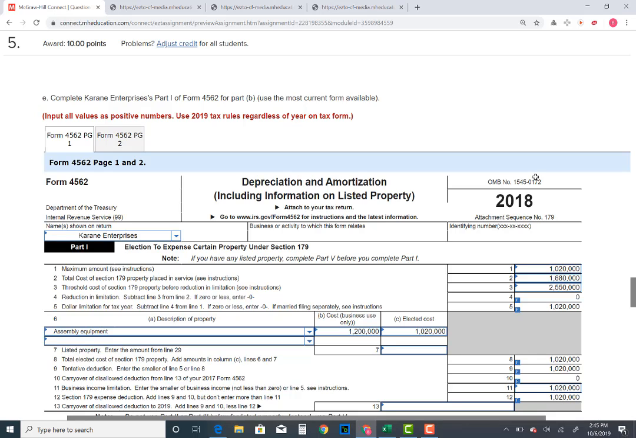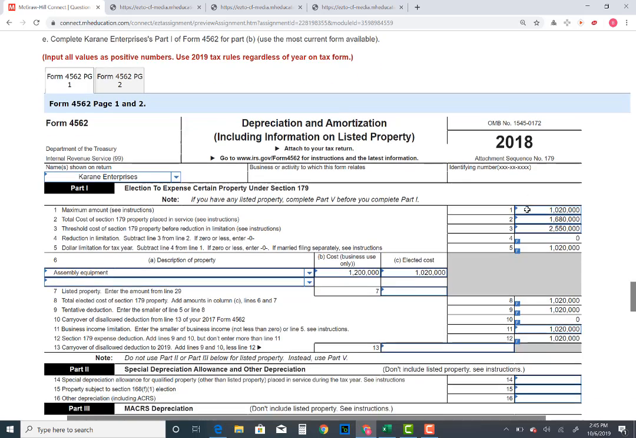Now, this gets a little bit tricky. Notice they said use Part B and the information given in Part B, and use 2019 tax rolls regardless of the year on the form. So they want you to disregard this. I really wish McGraw-Hill would have just put 2019 there, because this can definitely be misleading. But we're doing the taxes for 2019 using 2019's rules.